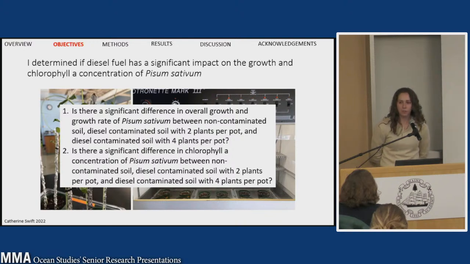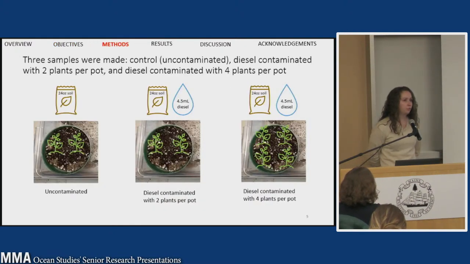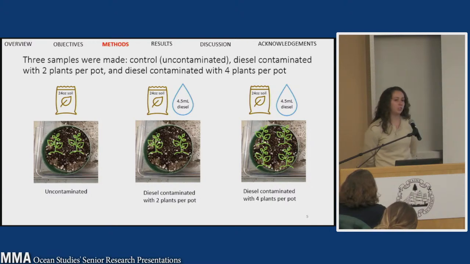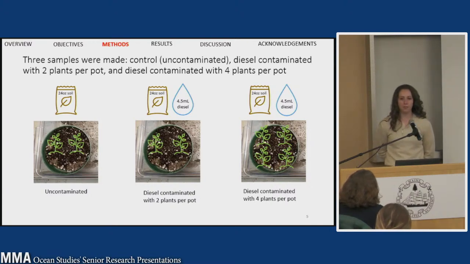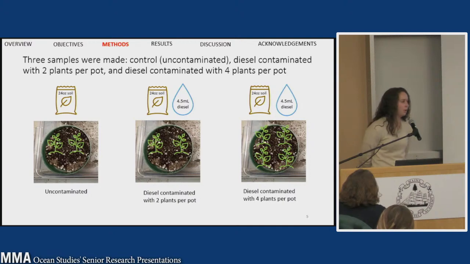And under those same three conditions, I wanted to see if the chlorophyll A concentration would be significantly different. So in order to do this, I had to make my different conditions. I had three of them, and each condition had four pots with a certain number of plants per pot. It depended on what condition it was. Each pot was able to hold 24 ounces of soil.